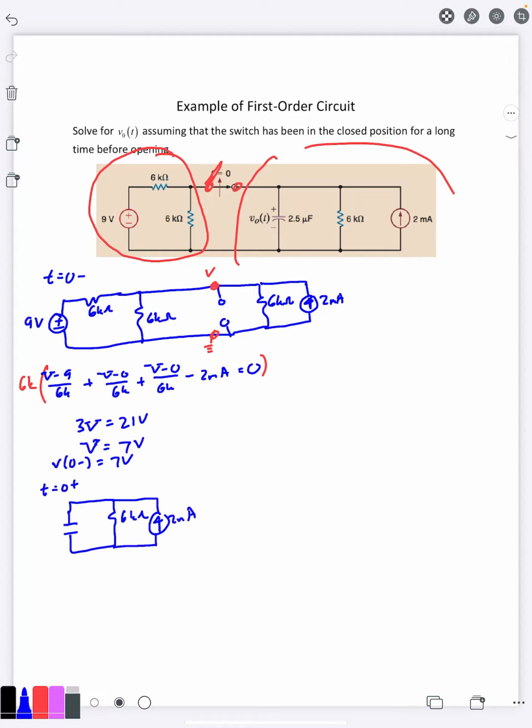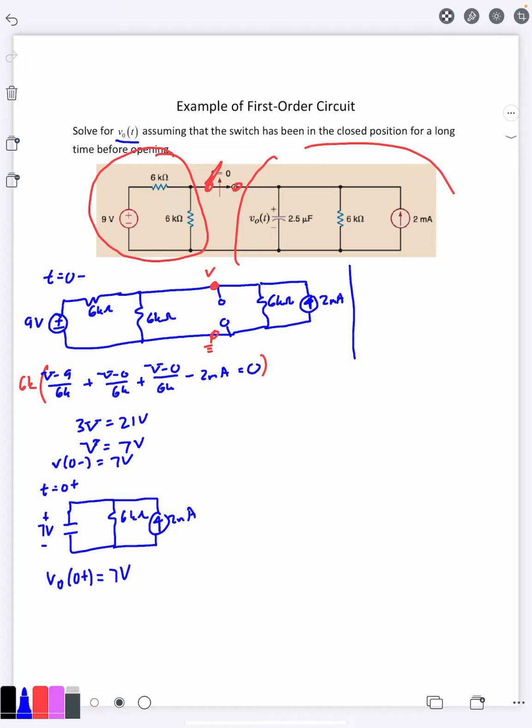And since it's the voltage across the capacitor that doesn't change instantaneously, it was 7 volts before the switch happens. It's still going to be 7 volts after the switch happens. And since we are actually looking to find that, not some other voltage or some other current, we can just go ahead and write down then V0 of 0 plus is 7 volts.